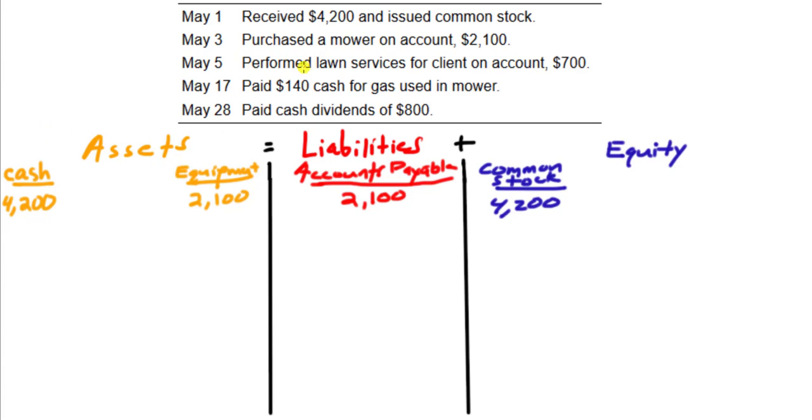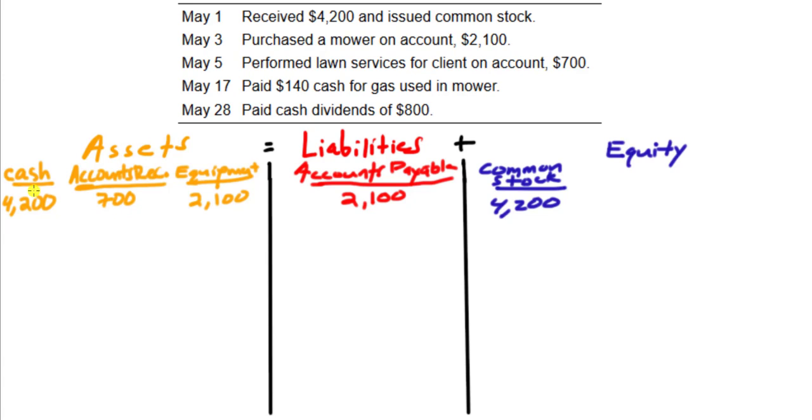May 5th, performed lawn services for client on account, $700. So once again, on account, a promise to pay later. Well, we performed some services, so this must mean that there's a promise that a customer will pay us later for our services. So if we're going to be paid on account later, this must be not an accounts payable, but an accounts receivable. Okay, an accounts receivable is an asset because it's money that we're owed. Okay, it's not quite cash, but it's close to cash. Accounts receivable. This asset increases by $700.